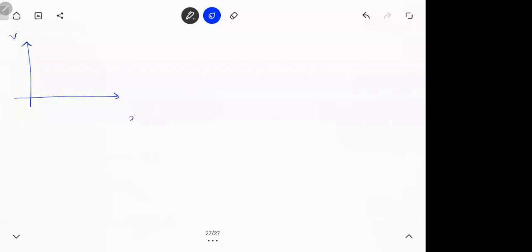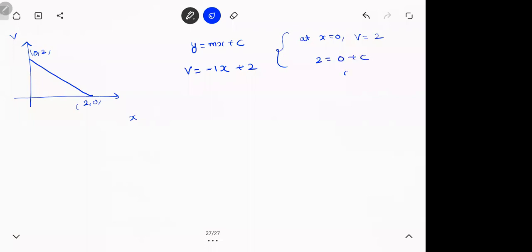So in the Vx graph, this is your line. This is 2, 0, and this is 0, 2. Do you know how to find the equation of this line? Now see, this is looking like y is equal to mx plus c. Y ka place mein v is there, m ka place mein -1 slope is there, x ka place mein x is there, and c is 2. Is this fine? If someone is doubtful, sir, how did you get c is 2? Okay. At x is 0, v is 2, no? So when you substitute there, v is 2, x is 0 plus c, you get c is 2. Got it? So you got v is minus x plus 2.